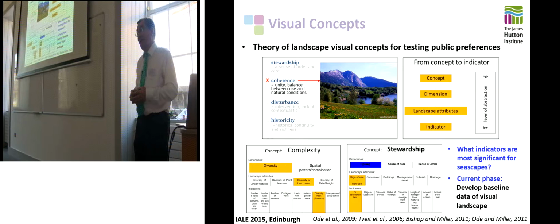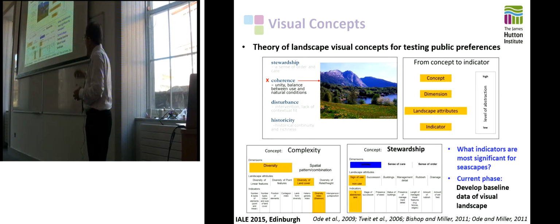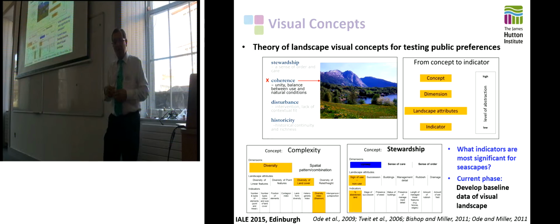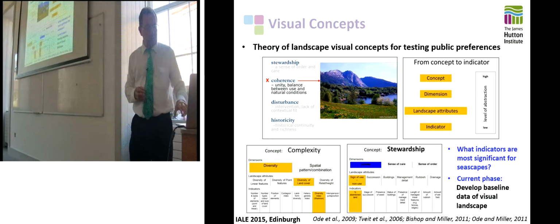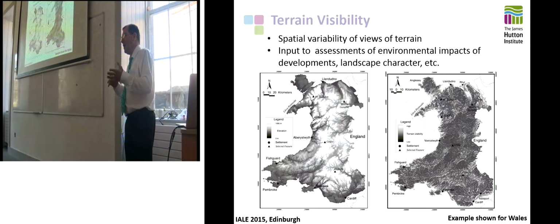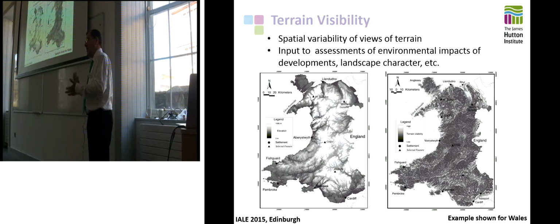So what are the indicators that might be of most significance with respect to seascapes? And the slides I'm going to run with over the next few moments are just some of the baseline data of visual landscape, some of the rerunning of previous analysis, and reference to analysis that's been mentioned before. And as per title, this is focusing on the analysis of visibility of our surroundings and our landscapes.